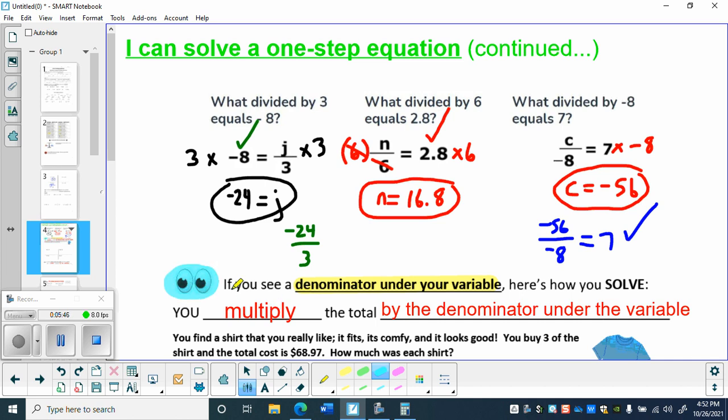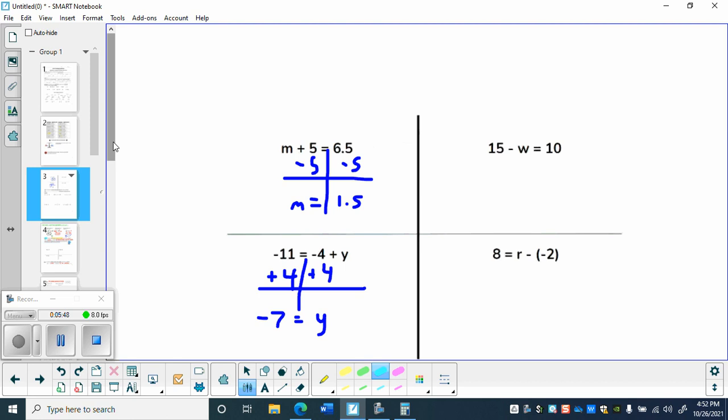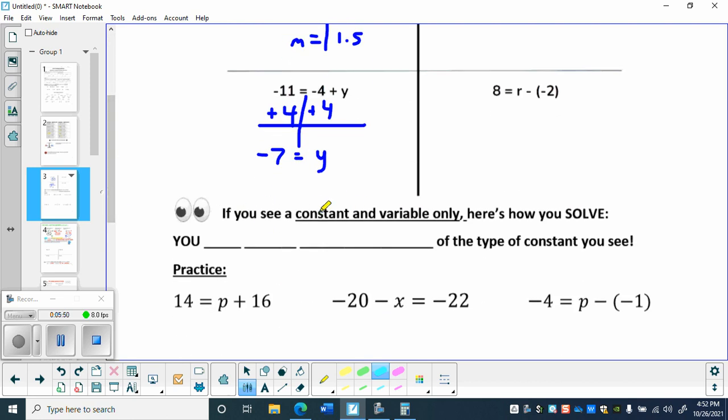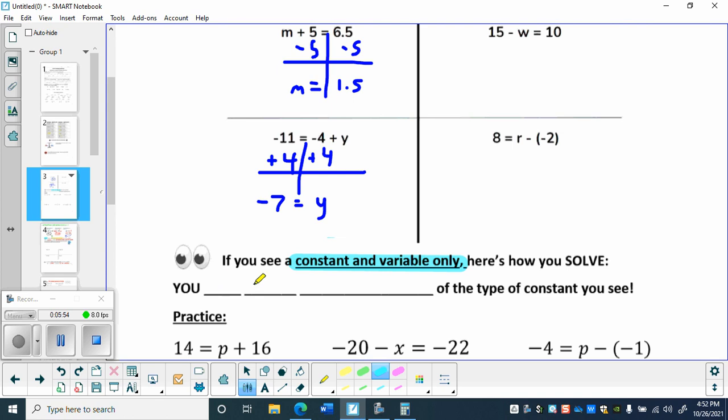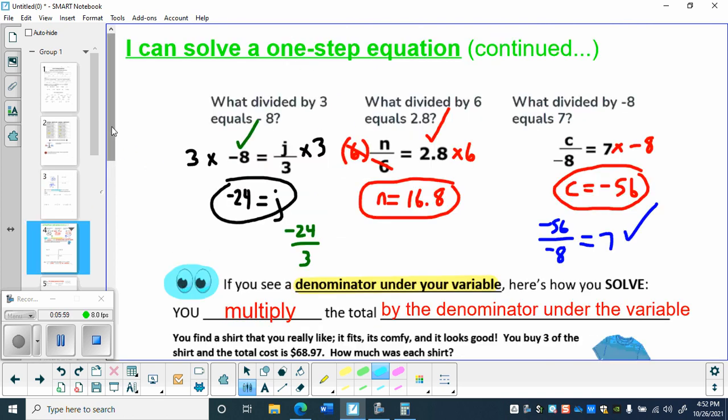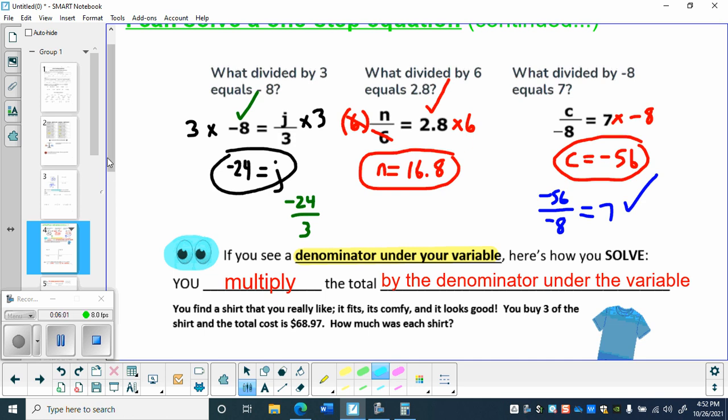So make sure you take good notes here for what to do when you see certain things so you know what to do. We did cover that in our previous video. We talked about what to do if you see a constant. And I even reviewed up here, you simply do the opposite of whatever constant you see. So now we're over here, we just covered denominators.